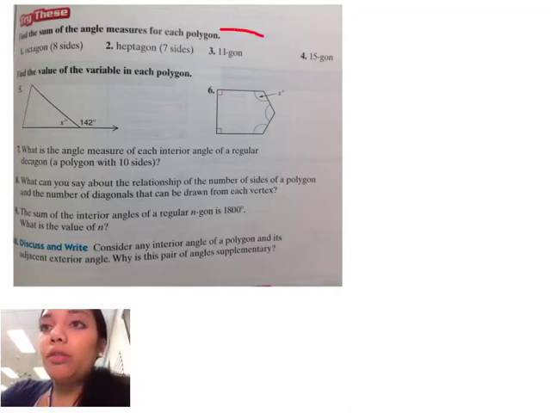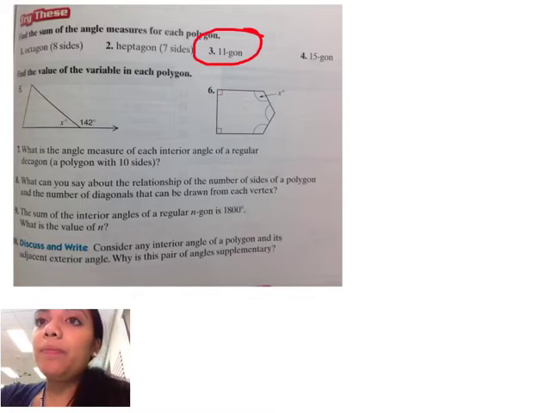We've done 1, 2, 3, and 4 in class, but I'm going to do number 3 again, for those of you that didn't get it the first time. Find the sum of the angle measures for each polygon.